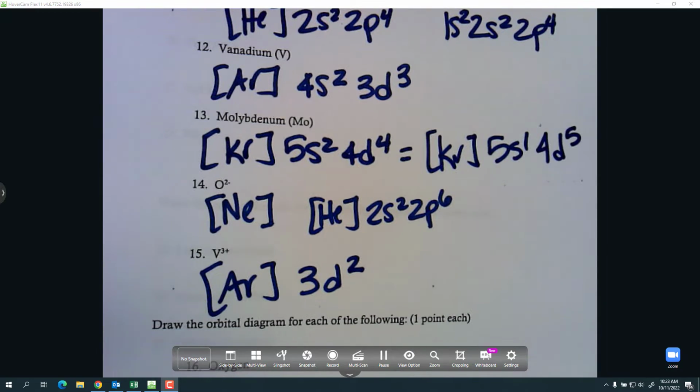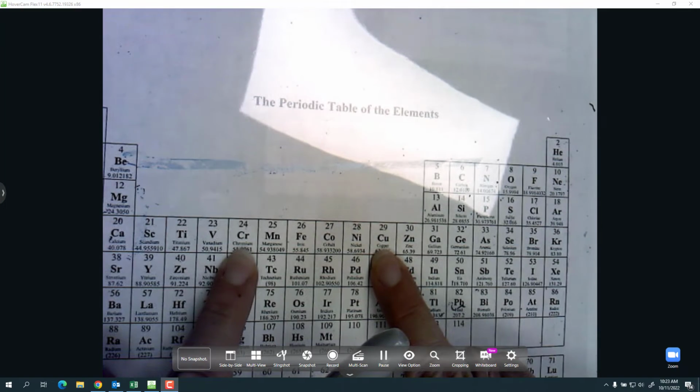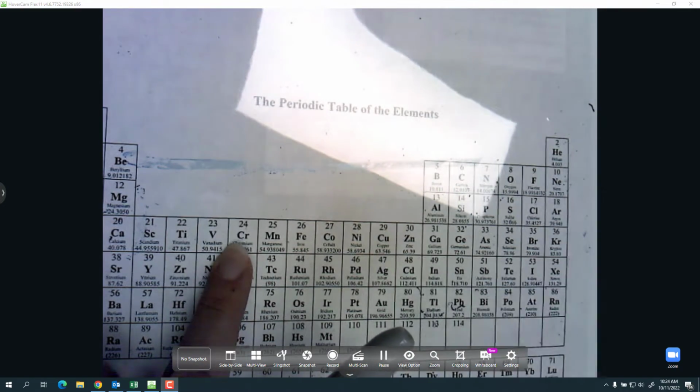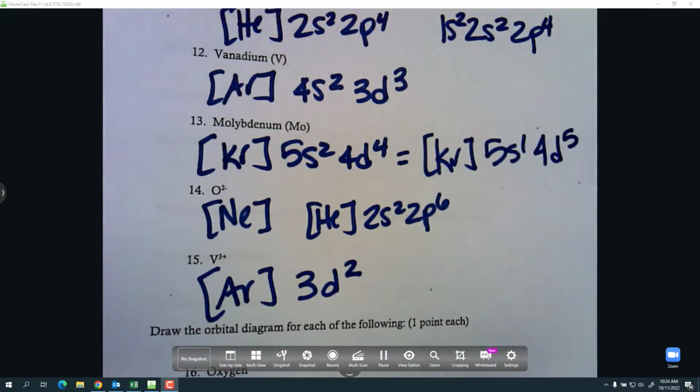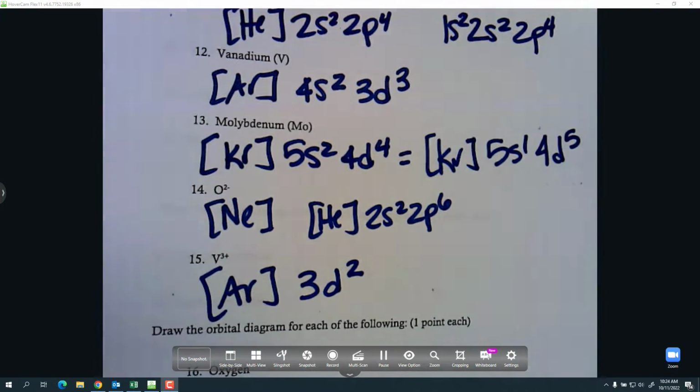The exceptions I for sure want you to know are chromium and copper. If it was chromium, it would be just like this, except it would be like 4s and 3d. But it's to half fill that D subshell. For this one, either one of those I think is fine. I think this semester I asked you just to memorize chromium and copper.